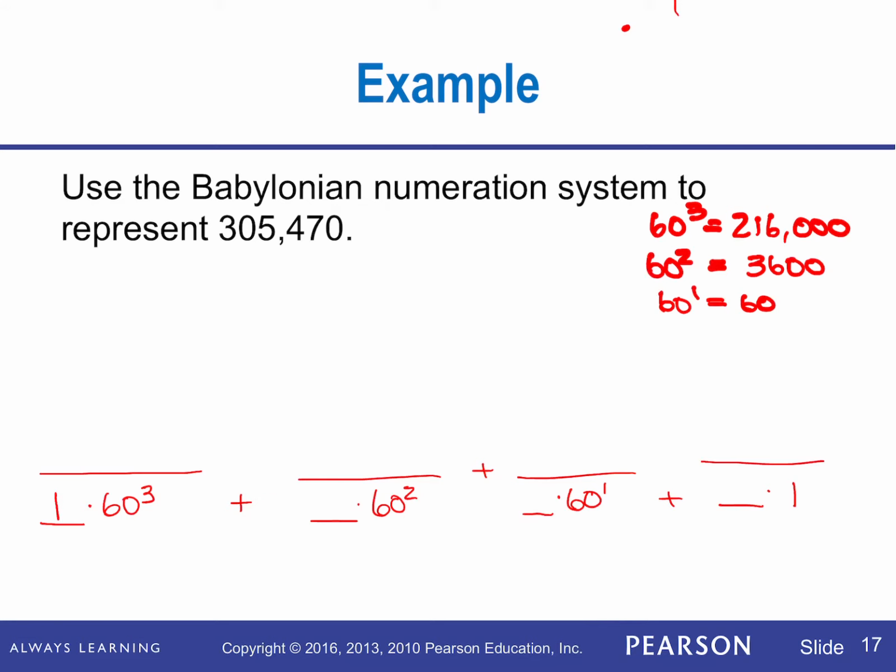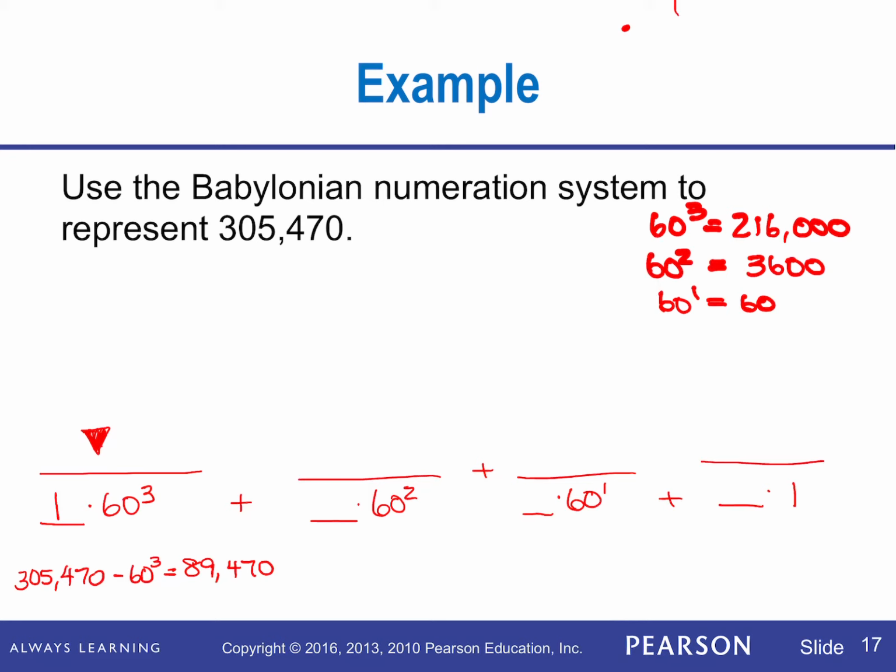Okay, so 305,470, I'm going to do some scratch work down below. 305,470 minus 60 cubed is going to leave me with 89,470. And I took 1 60 cubed, so I'm going to represent 1 with the upside down triangle.